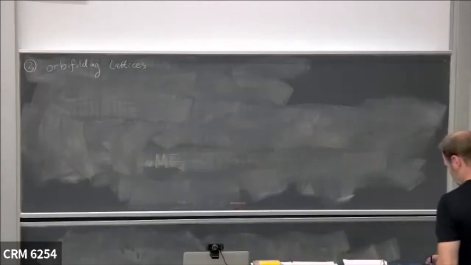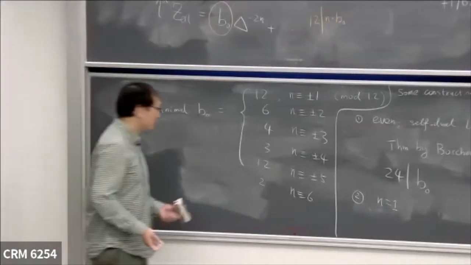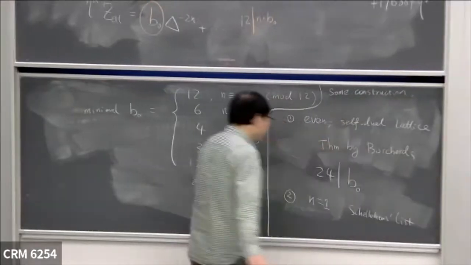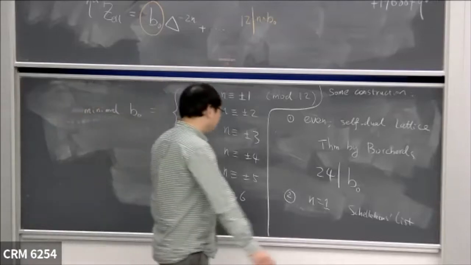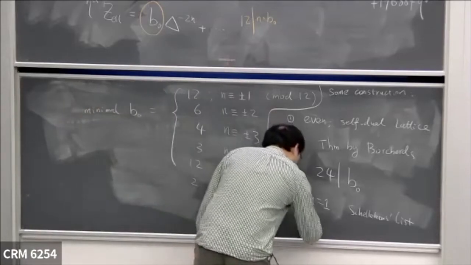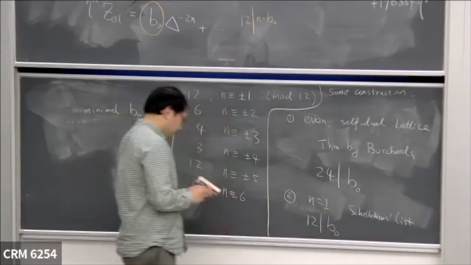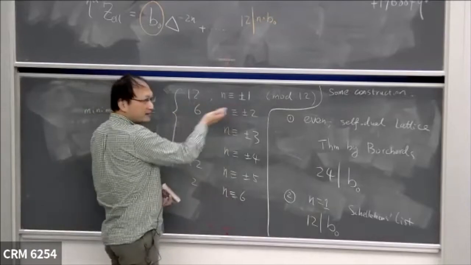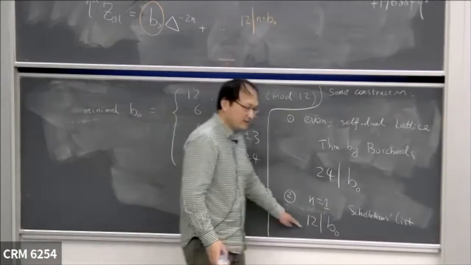Right. So for this, if we take n equals 1, what we know is that there's a complete classification of holomorphic CFTs with central charge 24. That's Schellekens' list. And if you go through all the theories on that list, what you'll find is that indeed 12 divides B0, which is exactly what we expect. So the constraint is satisfied and also saturated in this case.